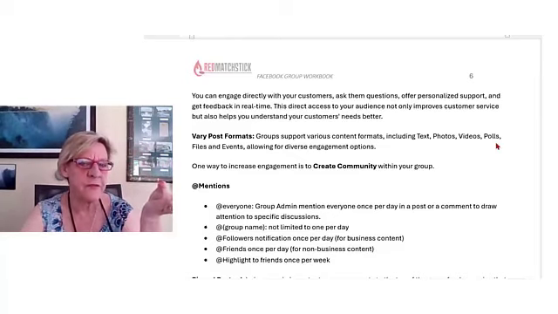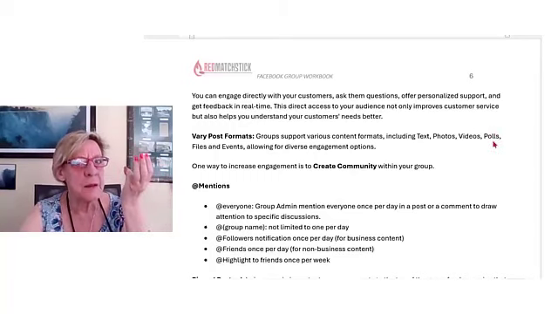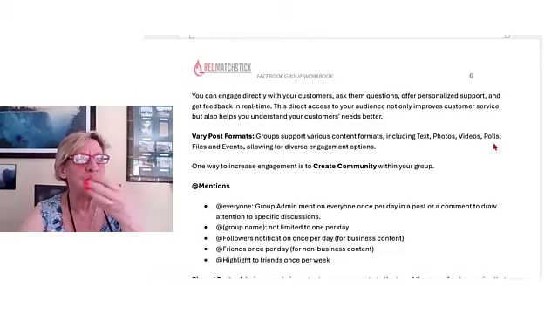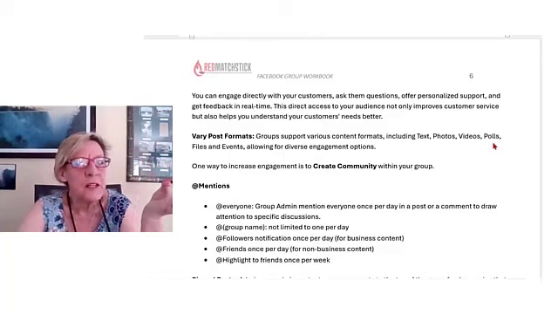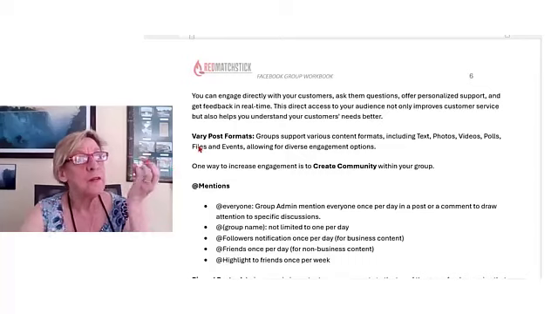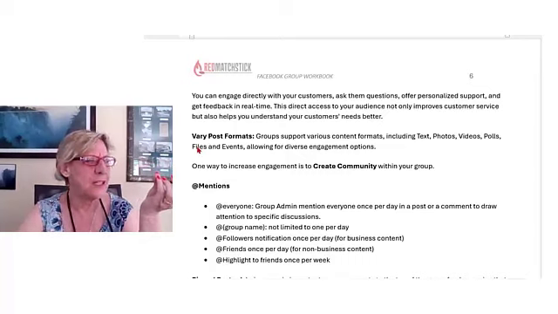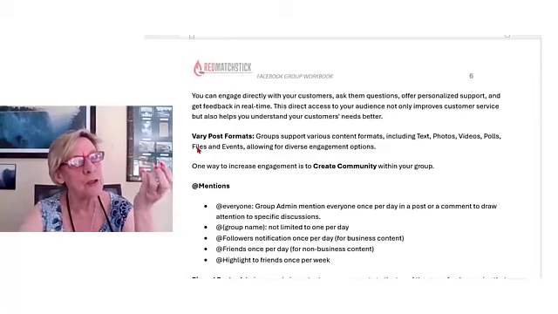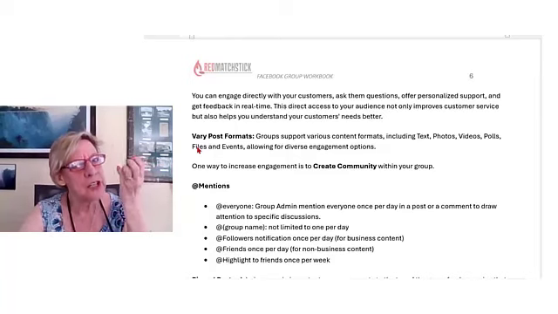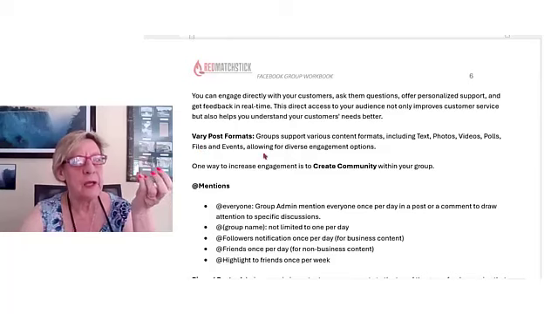Polls have been removed from Facebook pages. They were in their day. I've no idea why they were removed, because they were so valuable. You know how good polls are on LinkedIn. So use them in your groups to get information, to get engagement. Have fun with them as well as ask serious questions. You can add files and guides to a group. So it's a great way of document sharing, of sharing value.